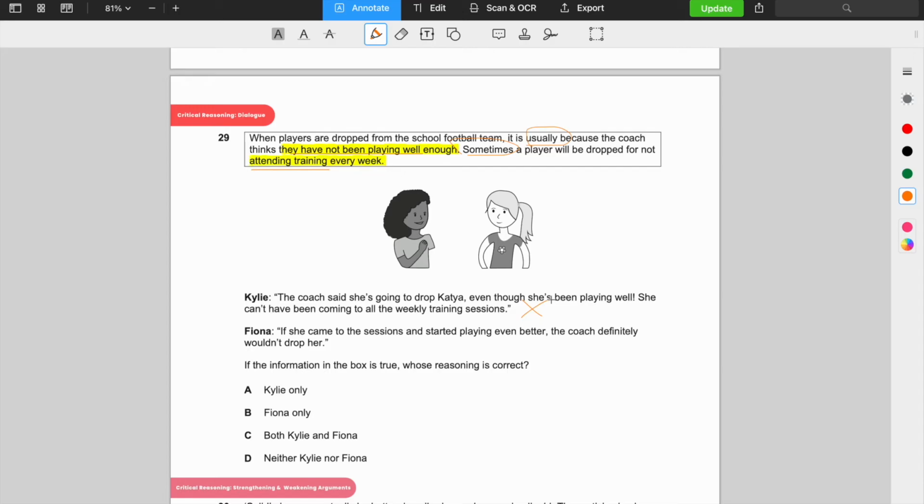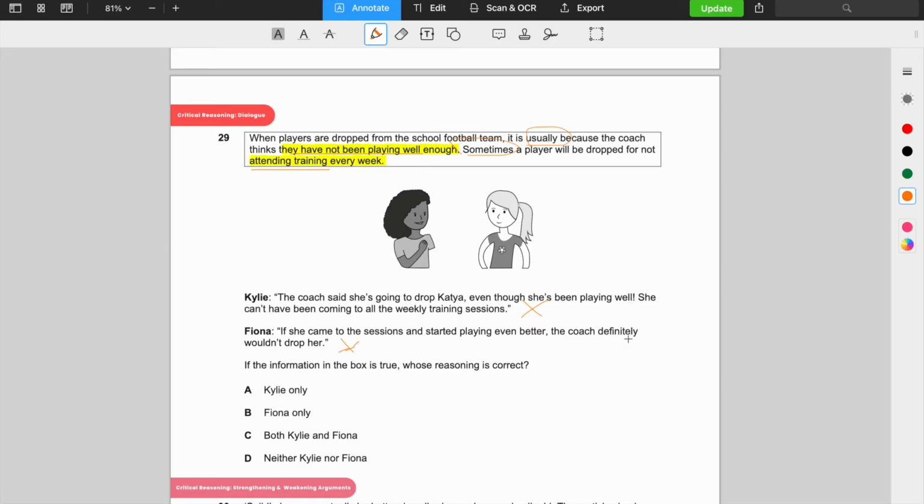So Kylie's wrong. Fiona, if she came to the sessions and started playing even better, the coach definitely won't drop her. Again, she's wrong because we don't know why Katya was dropped, right? Maybe she had an injury, maybe she had a poor attitude, right? These are just possible reasons for dropping the player. And how do we know that once you've been dropped, you can redeem yourself and come back? What if there was a policy where once you've been dropped, you're never allowed to come back, right? So we can't say, oh yeah, if she started improving on these fronts, she'll definitely be accepted back into the school football team. We can't assume that, right?